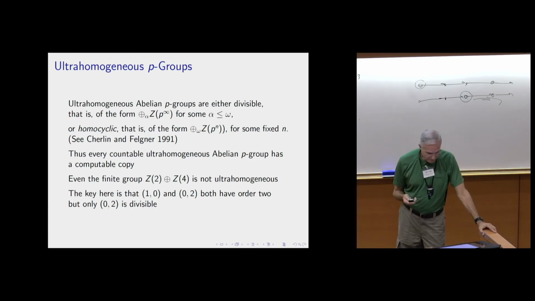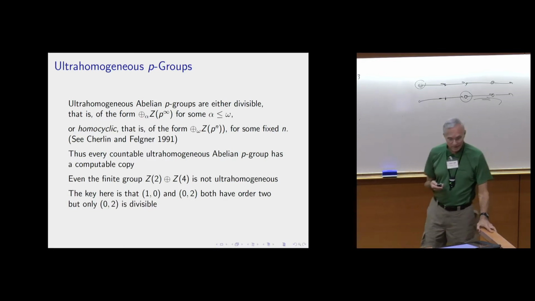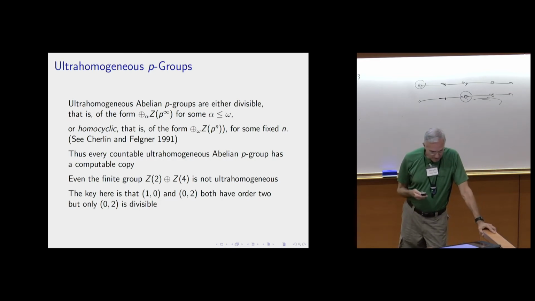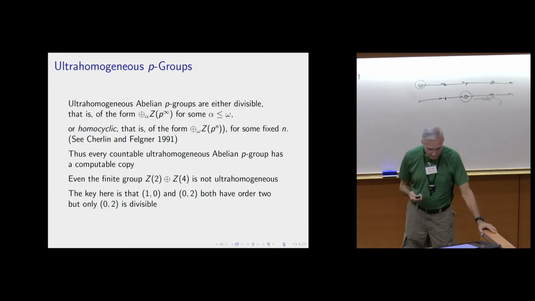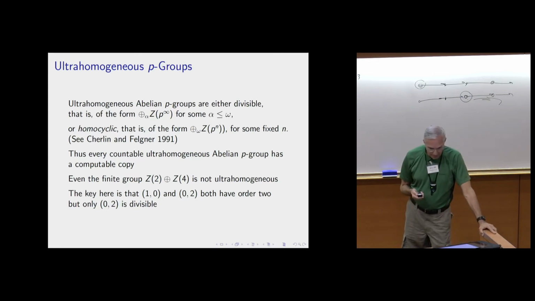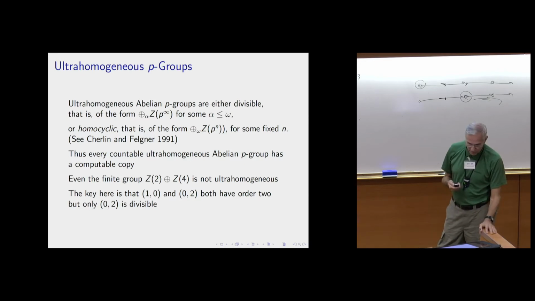But the other possibility, there's a nice article by Cherlin and Felgner that characterizes the ultrahomogeneous abelian groups, is that it's homocyclic. That is, you can have infinitely many copies of only one particular cyclic group. You can't have different ones. And again, these all have computable copies. But what's interesting here is that you can have the failure even for a finite group.